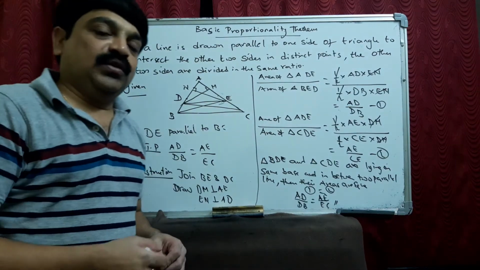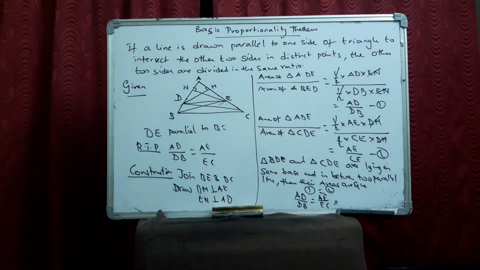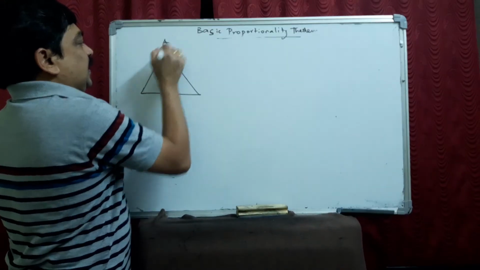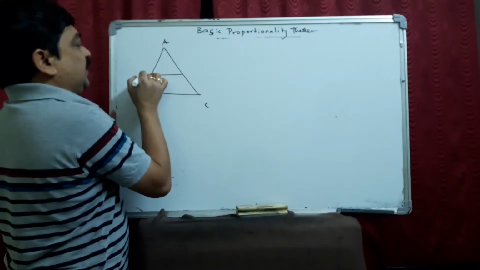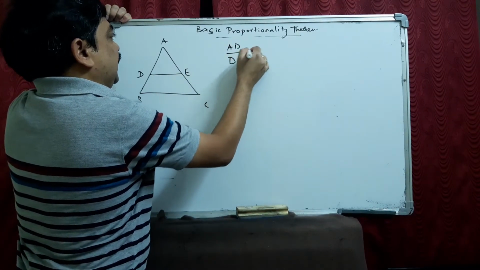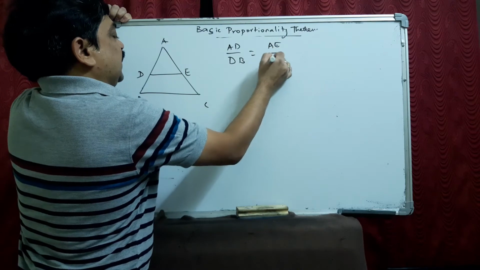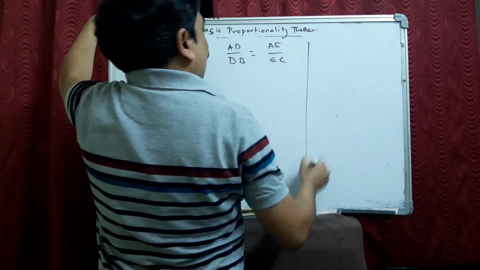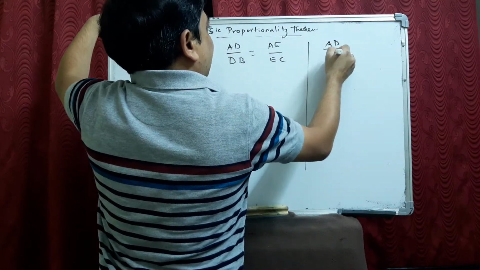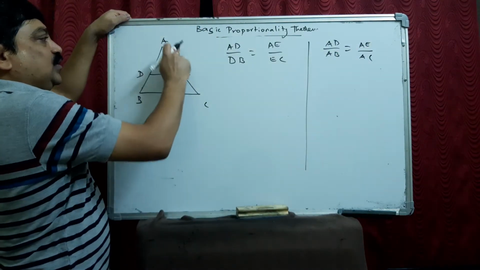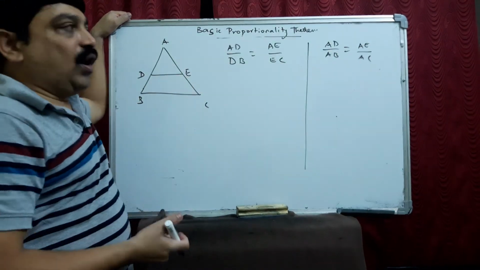This is where you can pause the video and listen carefully, guys. Okay? The basic proportionality theorem can also be applied sometimes like this. In triangle ABC, when DE is parallel to BC, what we proved is AD by DB is equal to AE by EC. Now, I'll prove one more thing here. AD by AB is equal to AE by AC also. I'll prove how it happens.